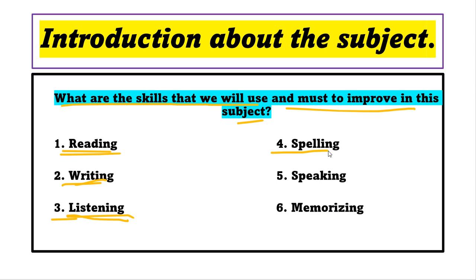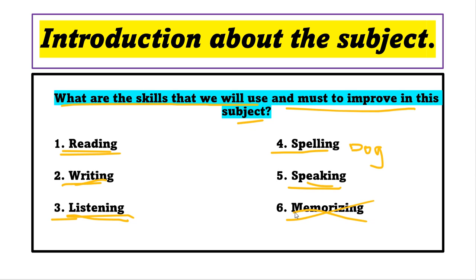Next, spelling. Like D-O-G. What is D-O-G? Dog. You must know how to spell. Number 5, speaking. When you say speaking, of course, that is the time you're talking. And memorizing, so remembering. Memorizing means remembering everything.